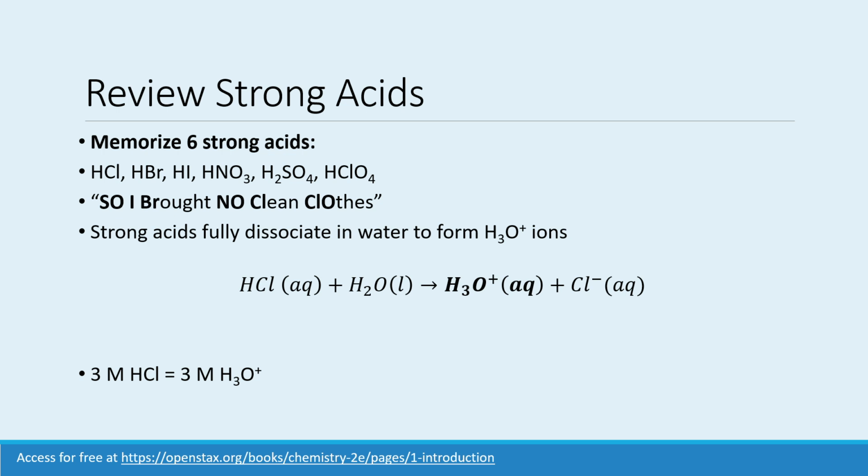and perchloric acid. So one of the phrases that you'll find on the internet that can help you memorize this is, "So I brought no clean clothes." Okay, so in bold you can see the SO represents your sulfate ion, and then the I and Br represent your halogens. NO represents your nitrate ion, and then Cl, your halogen chlorine, and then ClO is the perchloric acid. Now, depending on your resources, sometimes you'll also see HClO3, but I won't test you on that one.